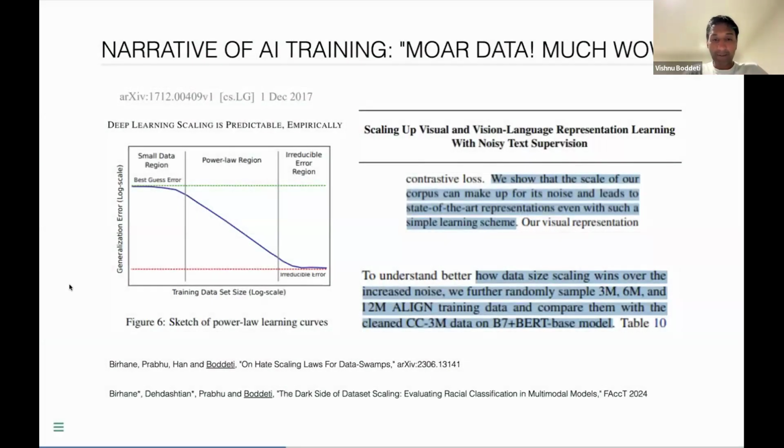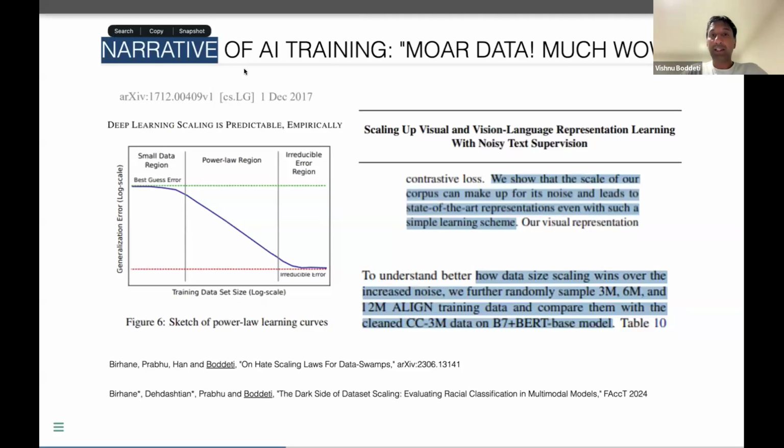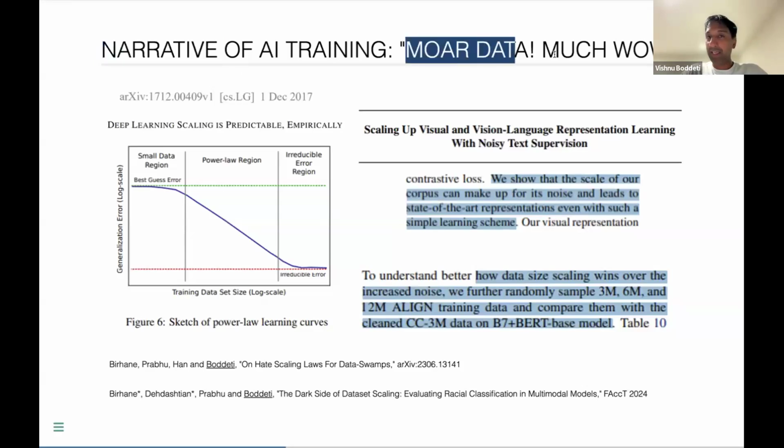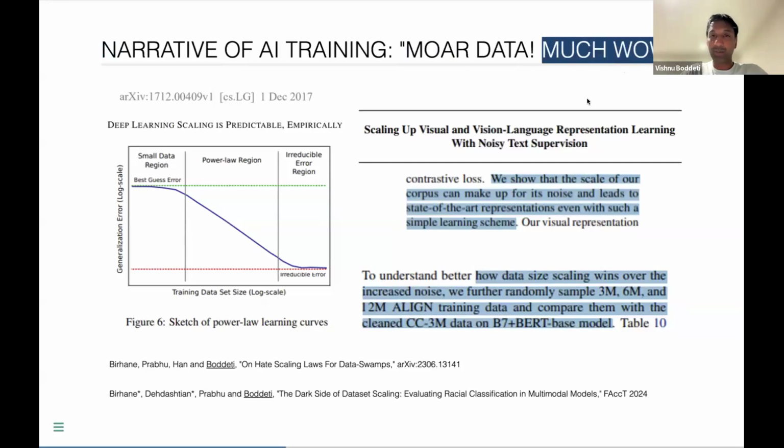Okay, so the prevailing narrative of AI training, this is what all the big companies claim, is that if I use much more data, then my model gets much better. Much data, much wow factor for these models. And people study how much the performance of an AI system will increase if I increase the amount of data that I'm using. These are called scaling laws in the research community.